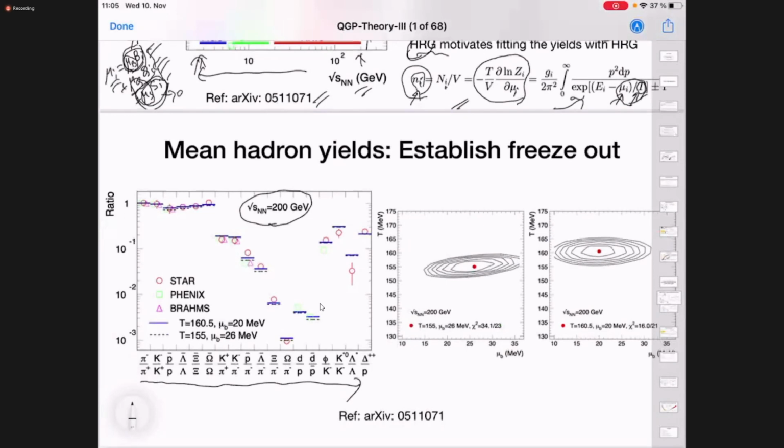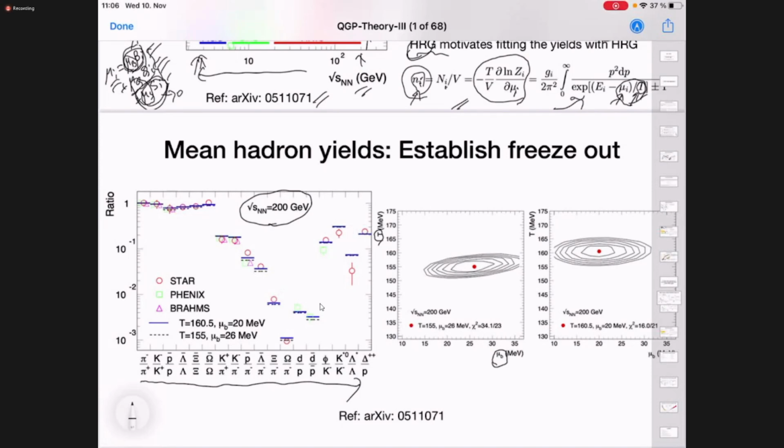So here I was just telling about this program. You have various yield ratios. You can also do it with the yield itself. The added benefit is that if you do it with the yield, you can also extract the volume, for example, the effective volume. When you do it with the ratio, the volumes could get cancelled out. That could be beneficial in some sense. Then you want to be sensitive only to temperature and mu b. You don't want uncertainties over volume to interfere with your extraction of T and mu b.